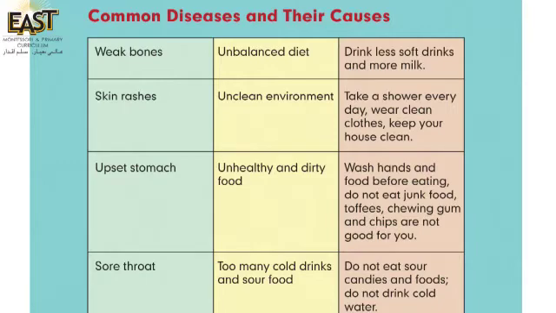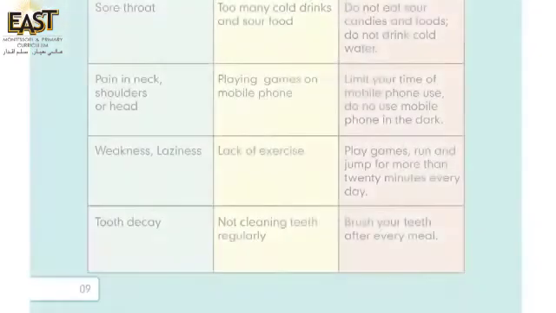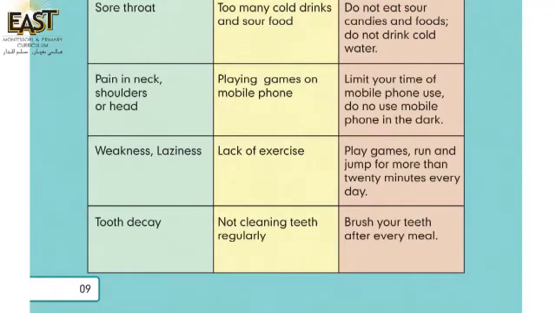The next disease is skin rashes, then upset stomach, sore throat, pain in neck, shoulders and or head, weakness, laziness, and tooth decay. So the last one, tooth decay, what does that mean? Not cleaning teeth regularly causes tooth decay. And how to solve that? Brush your teeth after every meal.